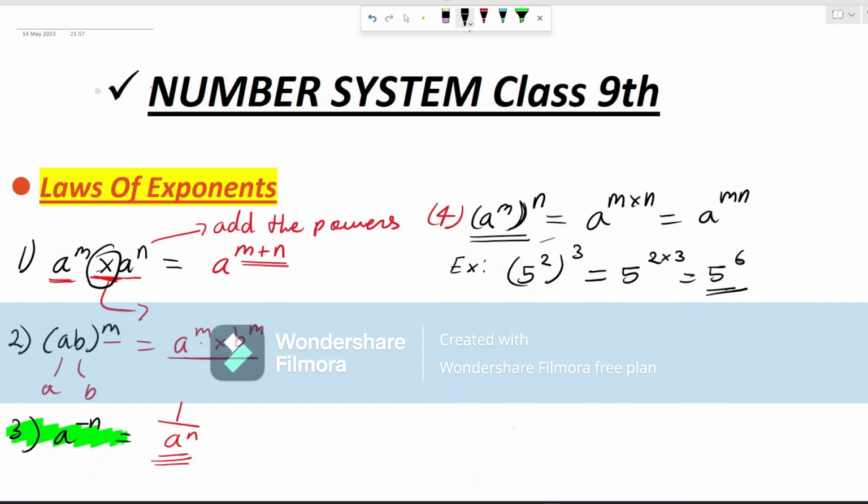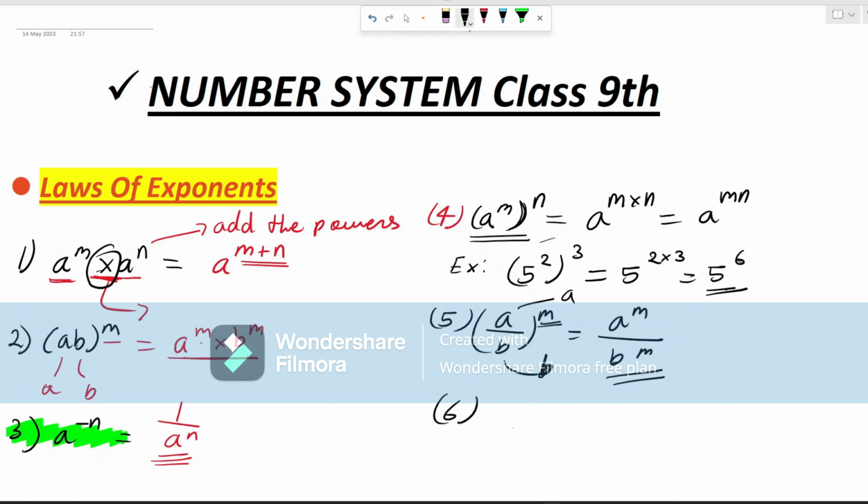Okay. Now let's move to the fifth one. The fifth one is a upon b whole m is equal to what? Now here it is pretty straightforward. They have given m to both a and b. So a to the power m upon b to the power m. Like this you have to write it.